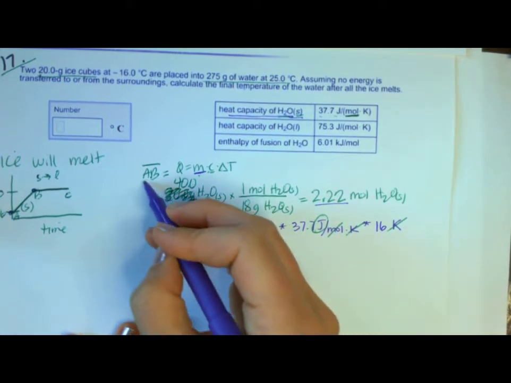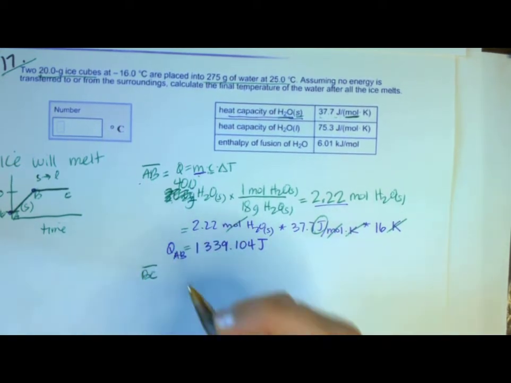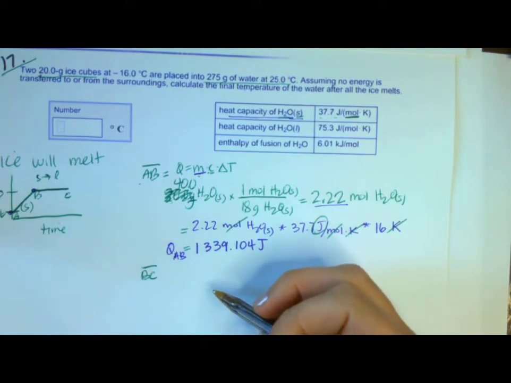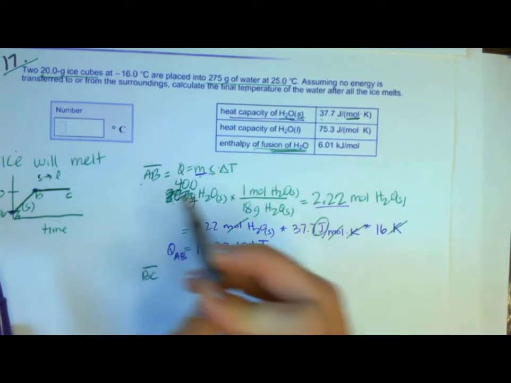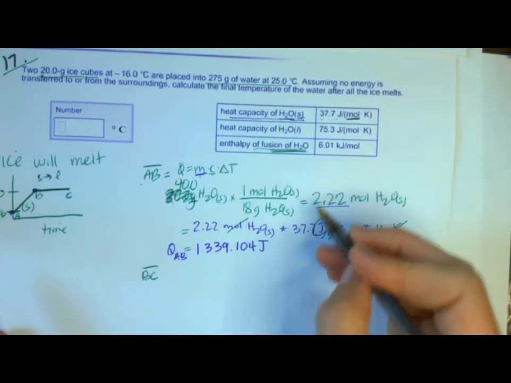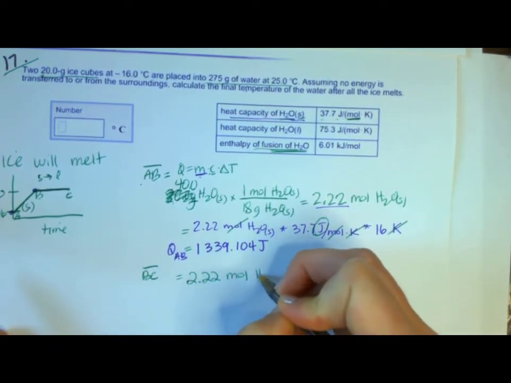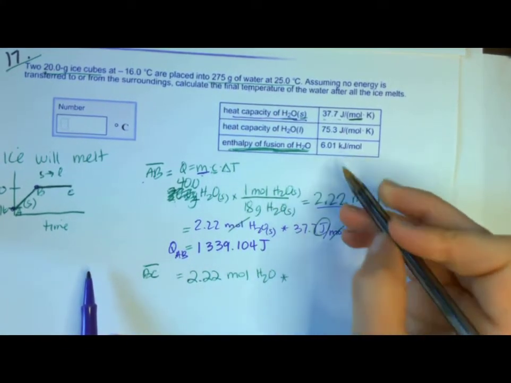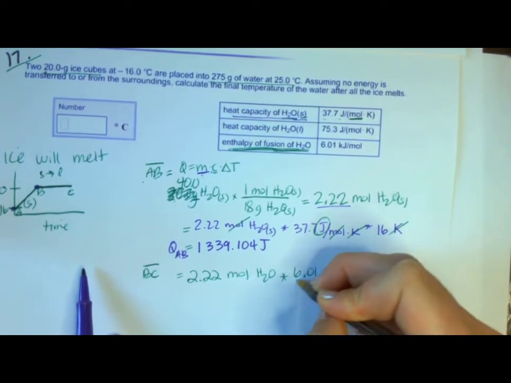So if this was AB, let's look at BC. In order to do that, we just need to look at the heat of fusion. So we're just melting. That's our phase change. So we're going to take how much we have. We have 2.22 moles of water. And we're going to look at that enthalpy of fusion, which is 6.01 kilojoules per mole.